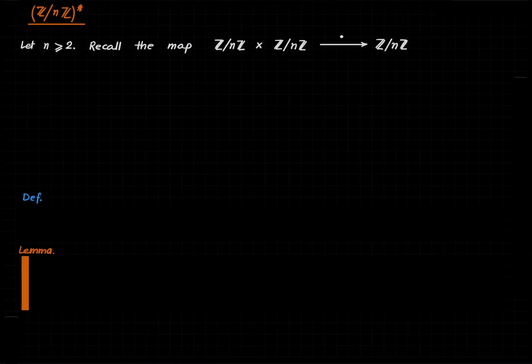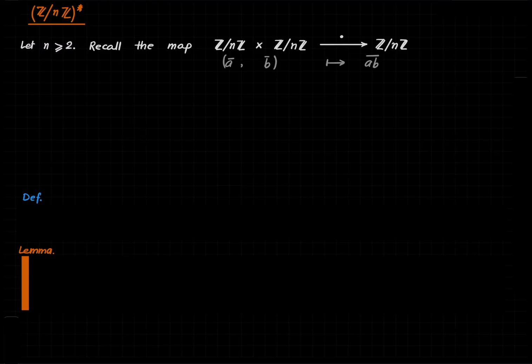So again, recall, for any integer n at least 2, maybe for n equals 1 also you can do everything, but that would be rather silly. So let n be at least 2. And then we had this map. We have seen this map earlier. What is this map? It just takes a bar comma b bar to ab bar.